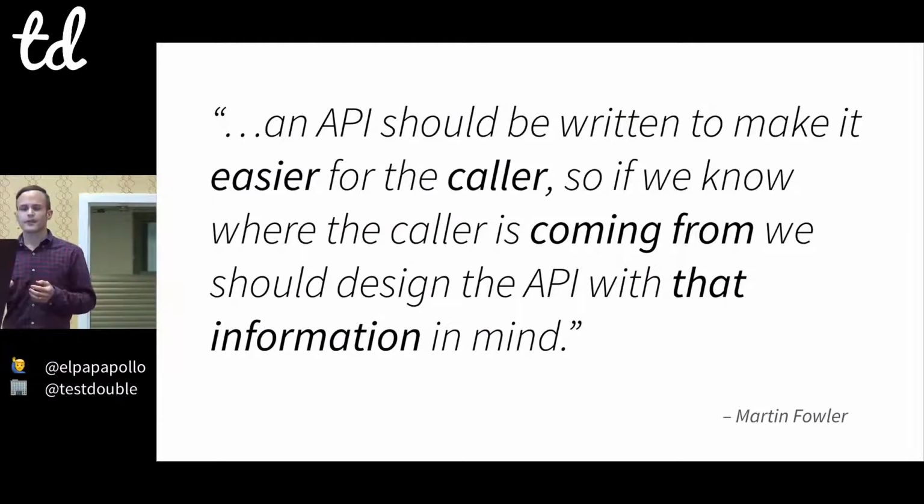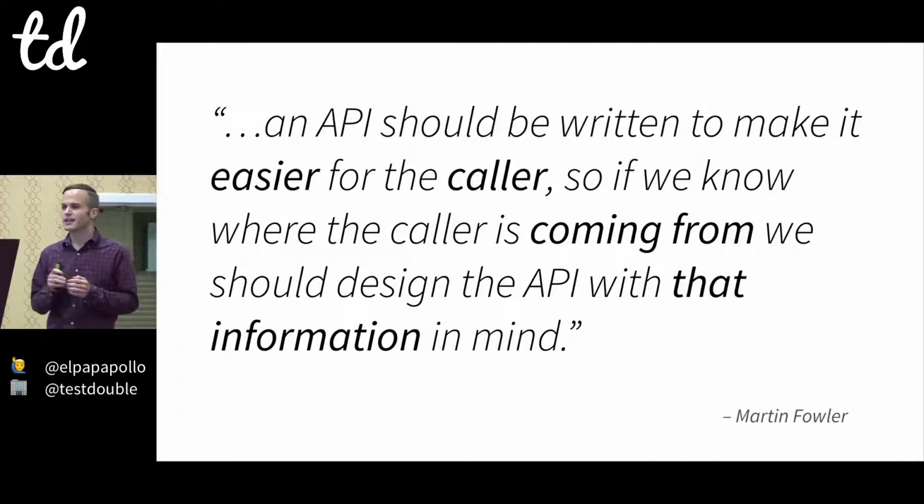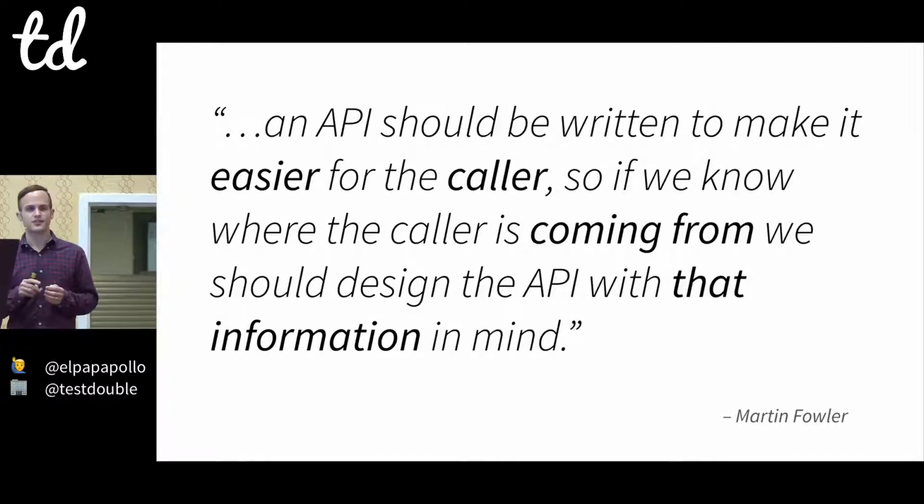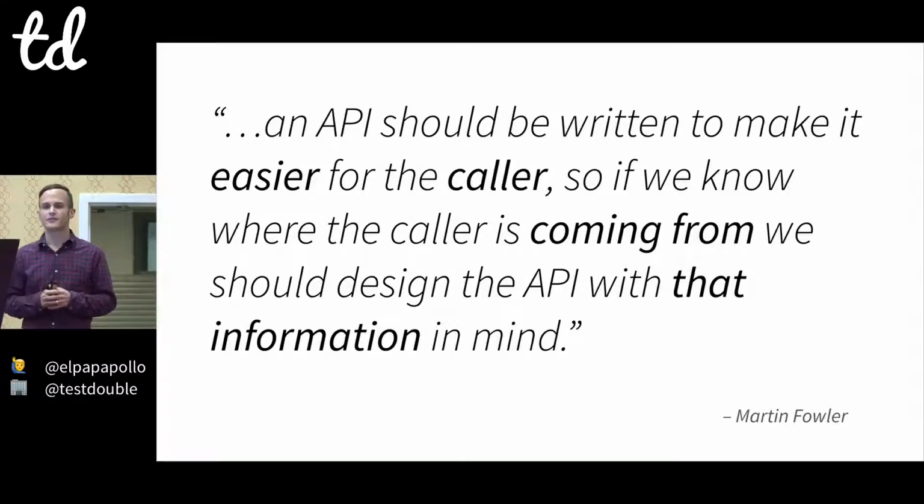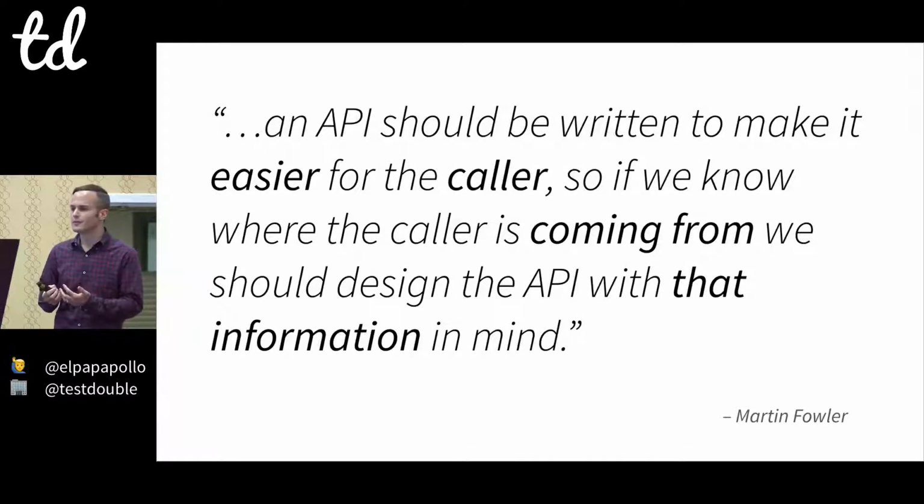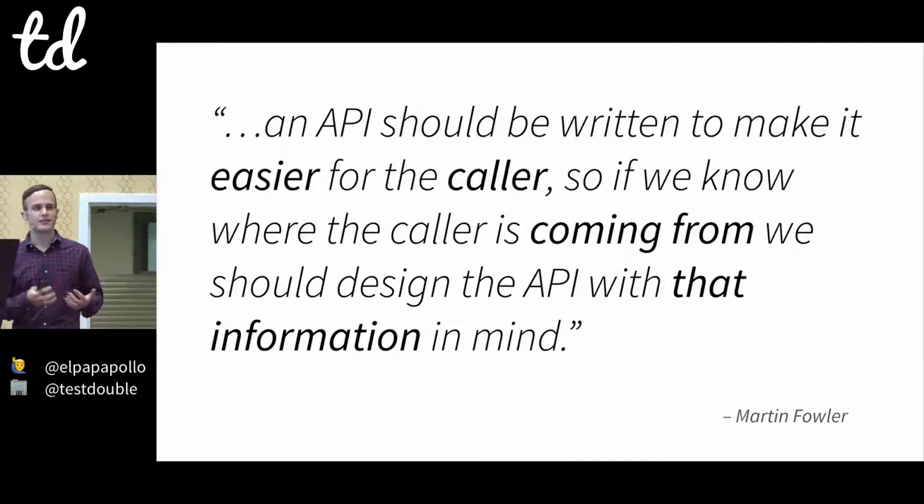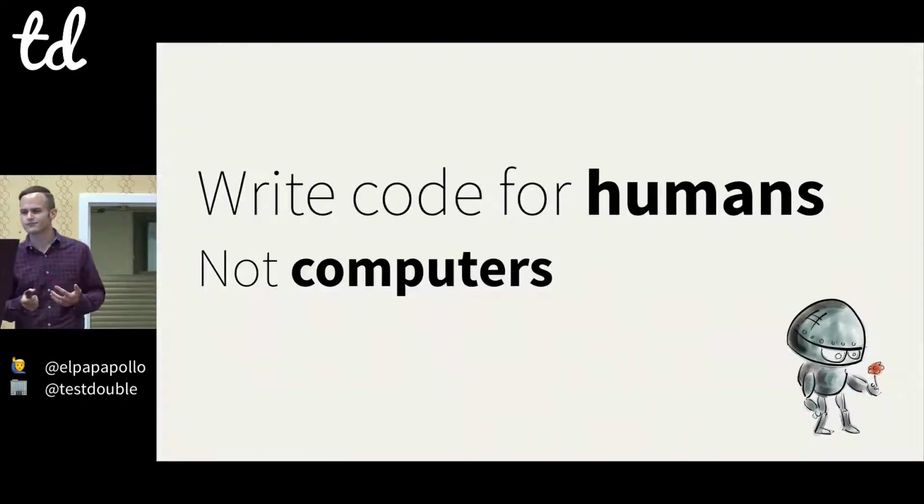So, when it comes to writing APIs, Martin Fowler offers this advice. An API should be written to make it easier for the caller. So if we know where the caller is coming from, we should design the API with that information in mind. Now, this quote is more geared toward the caller being another piece of code, but I think it's also very fitting to think of it in terms of our teammates and future code maintainers.